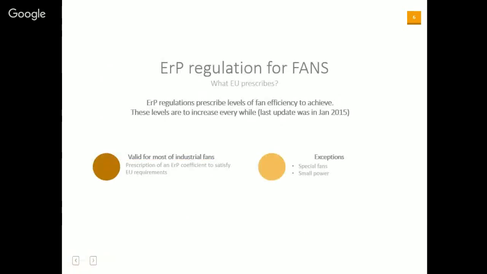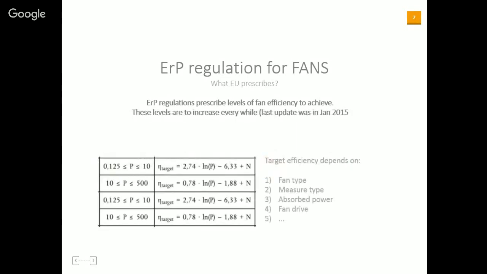Getting into more detail of such regulations, we can have a quick overview of the ERP regulation for fans. This applies to most industrial fans, and there are exceptions just for special fans, such as ATEX fans or high temperature fans used for emergencies only. There are also exceptions for fans with small power.